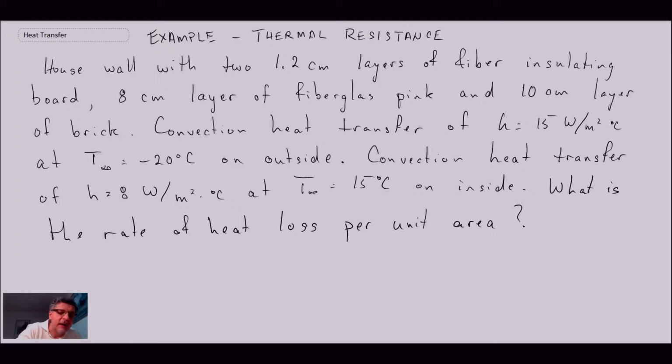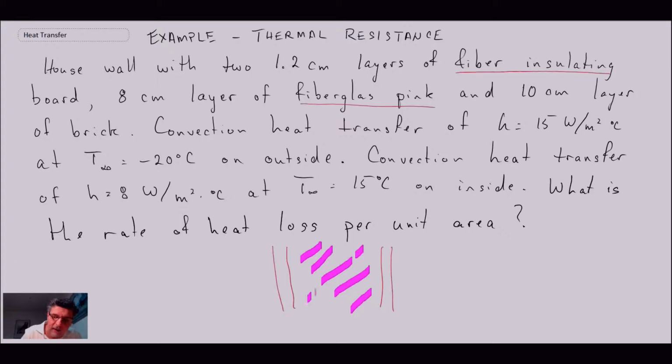Okay, so there is our problem statement. We have a house wall that consists of two 1.2 centimeter layers of fiber insulating board, and then there's an 8 centimeter layer of fiberglass pink on the inside between those two layers. So we have a layer, and then inside here we have fiberglass pink. And then we have a layer of brick on the outside.